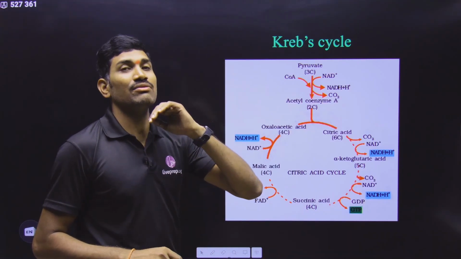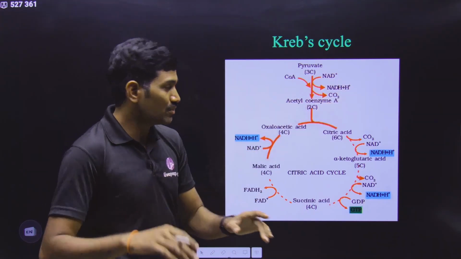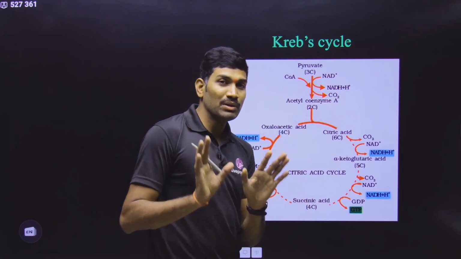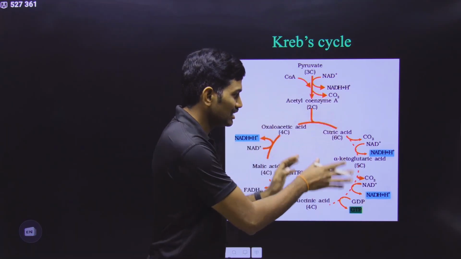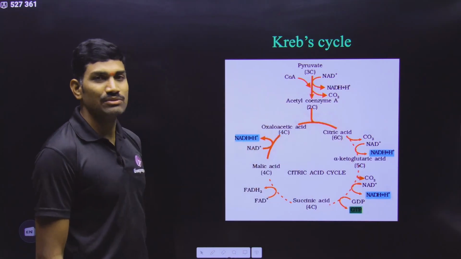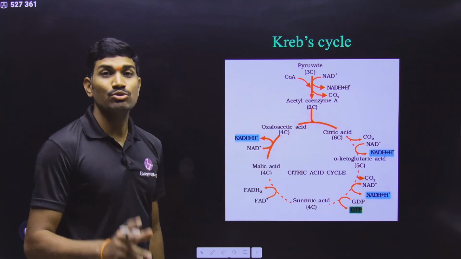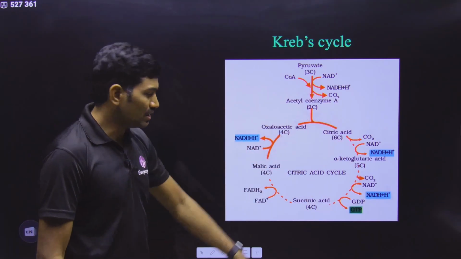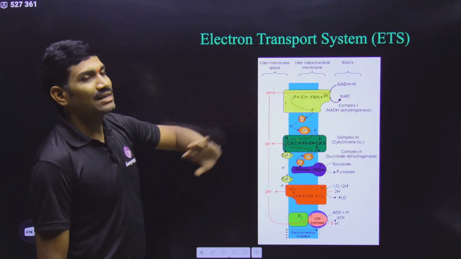The CO2 that we release from our body is actually produced in the Krebs cycle. So please remember these things. At least in your syllabus you are studying this, so you need to understand it. In the Krebs cycle CO2 is produced, and that CO2 should be released outside the body. Next one, electron transport chain.